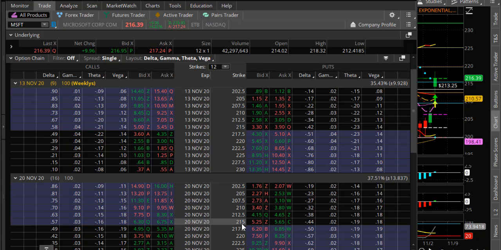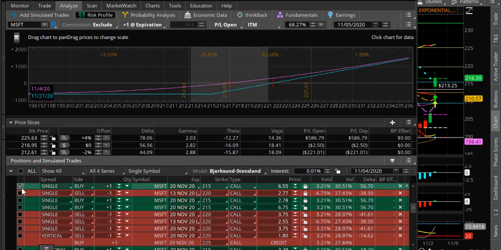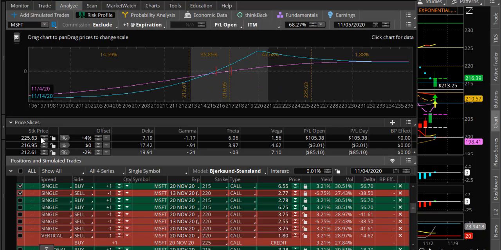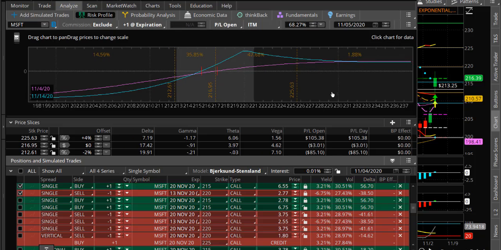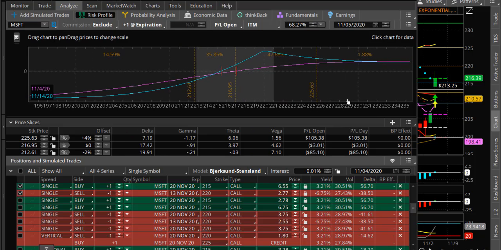Okay, again, buying the 215 20 November, then selling the 220 against it on the 13 November. So we can buy that 20 November 215 call for $6.55, so $655 for one option contract. And then at the same time, we're going to sell the 13 November 2020 against it and bring in $277 credit.